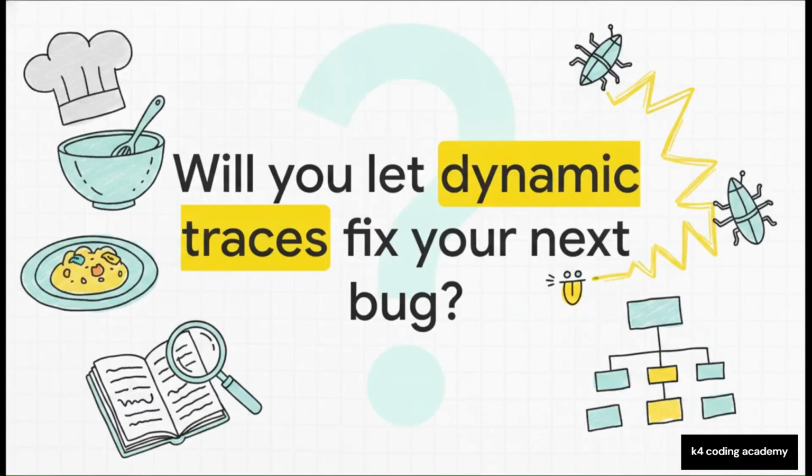So, I'll leave you with a provocative thought. The next time you're faced with an impossible bug, are you still going to rely on just reading the recipe and guessing, or are you ready to start tasting the code with dynamic traces?